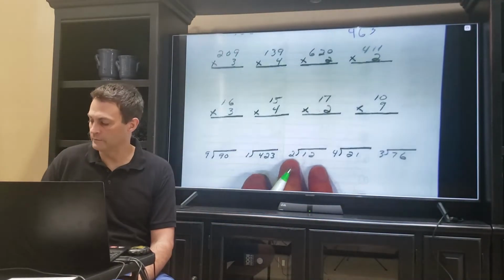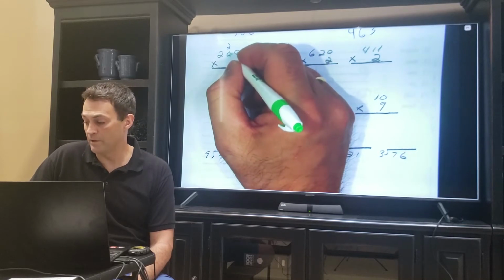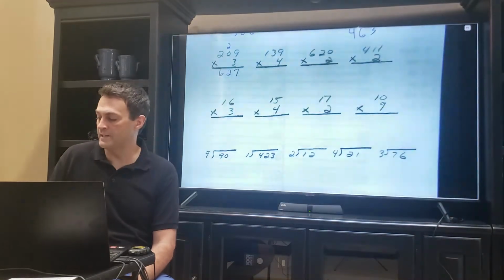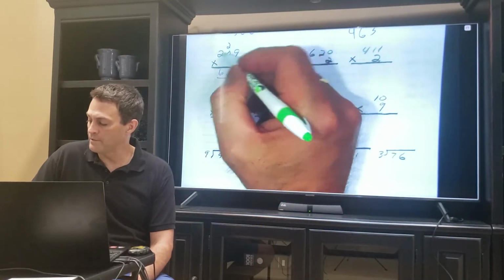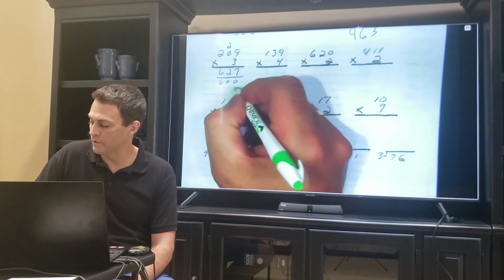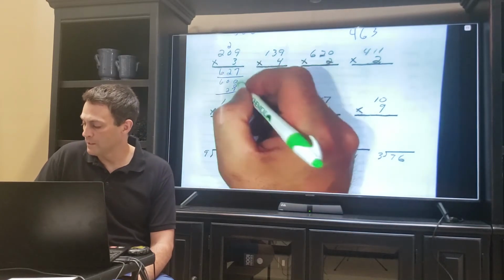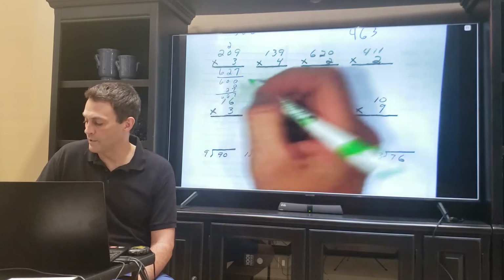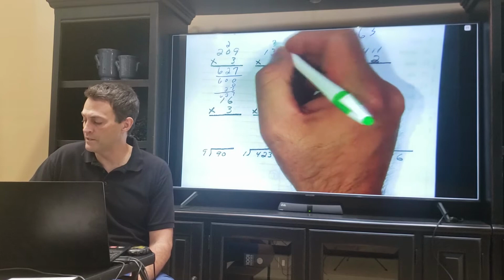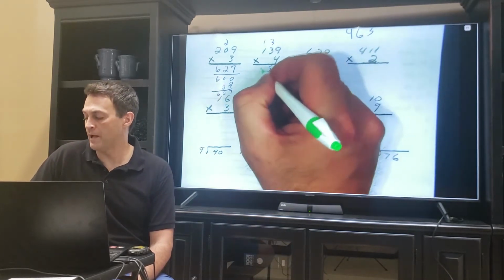209 times 3. 9 times 3 is 27. Carry 2. 3 times 0 is 0, but we still have to add that 2. So 0 plus 2 is 2. And 2 times 3 is 6. 627. Alright, 3 times 200 is 600. 3 times 0 is 0. 9 times 3 is 27. Okay? All right, 9 times 4 is 36. Carry the 3. 3 times 4 is 12. Plus 3 is 15. Carry the 1. 1 times 4 is 4. Plus 1 is 5. 556.